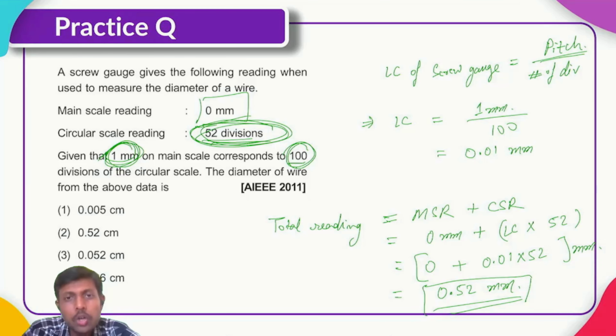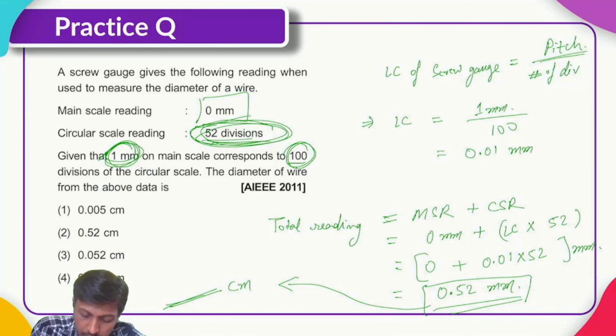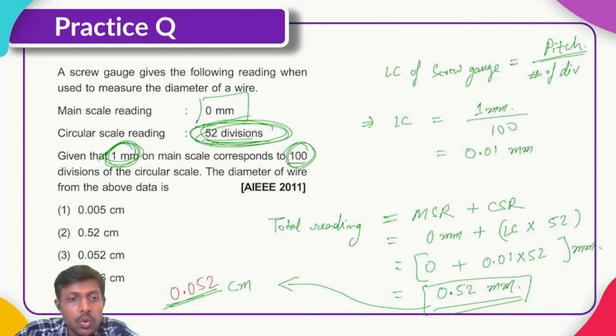But wait, do not mark the answer yet because the options are given in centimeters. 0.52 millimeters is 0.052 centimeters. So that would be option number 3. It's your answer. Let's try one more question.